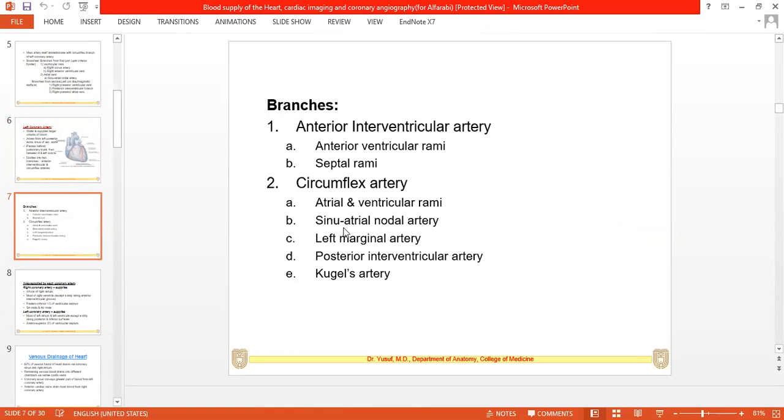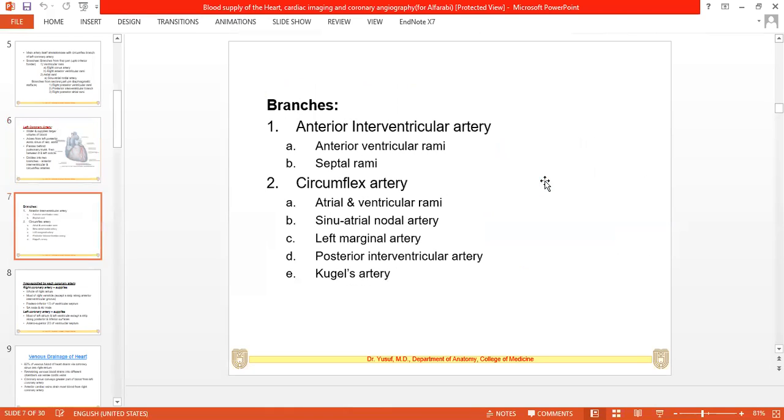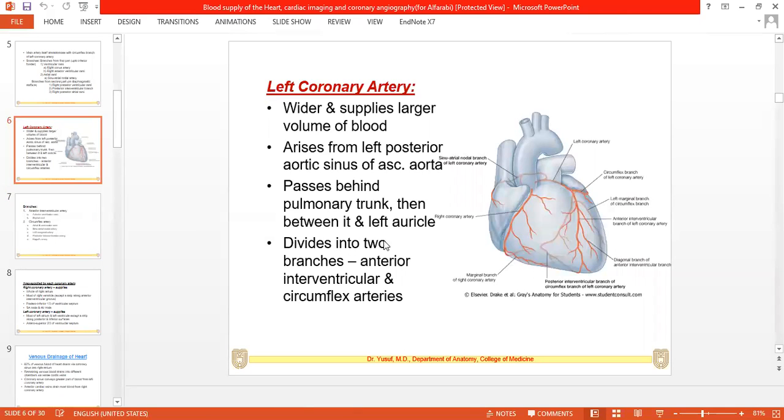Then it also gives the sinoatrial nodal artery. Just like the right artery gave the sinoatrial, the left coronary artery also gives a branch called the sinoatrial nodal branch. Okay. Then the left marginal artery. Then it also gives a marginal artery. If you see here, this is the left marginal branch of the circumflex artery.